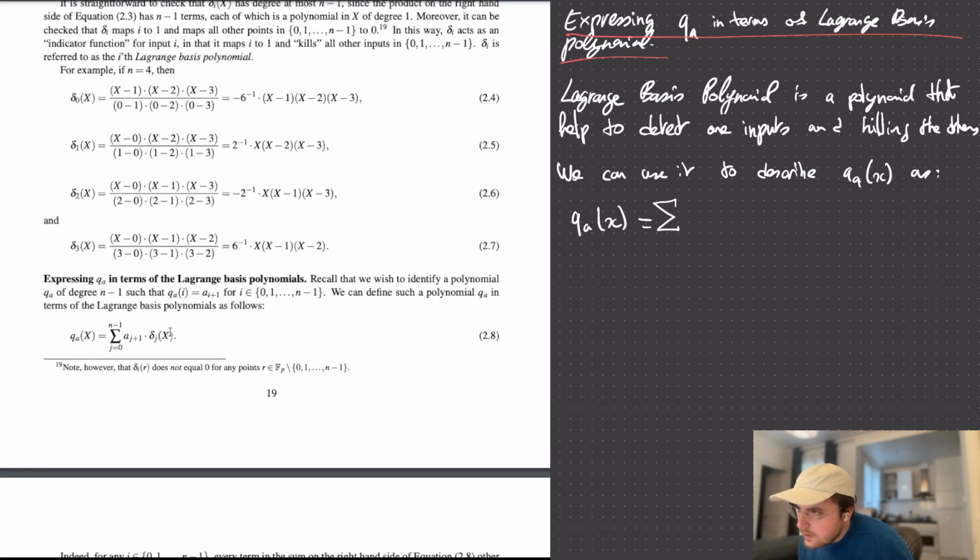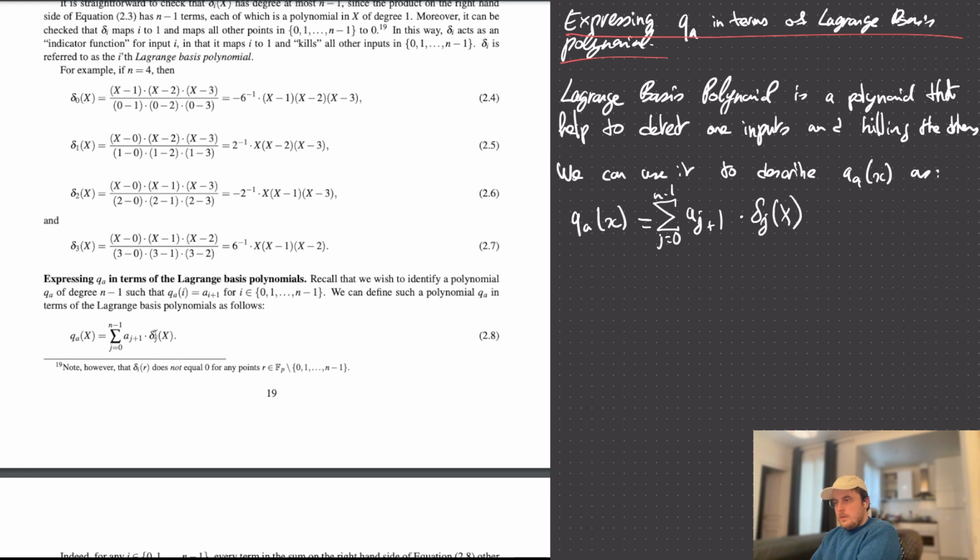Okay. j equals 0, j plus 1. I'm so bad at writing stuff. Q_A of x, so it's the sum of a of j plus 1 times the basis polynomial, the Lagrange basis polynomial of this input, kind of. Yeah.